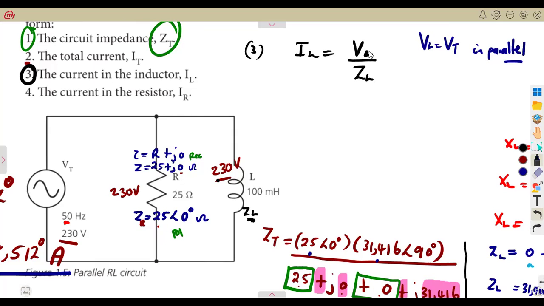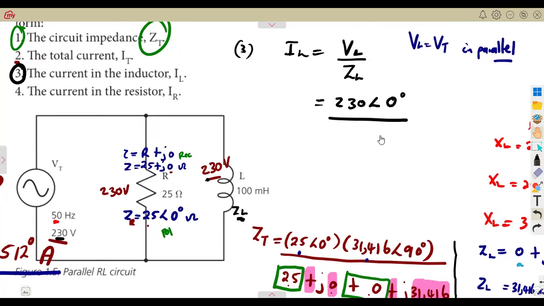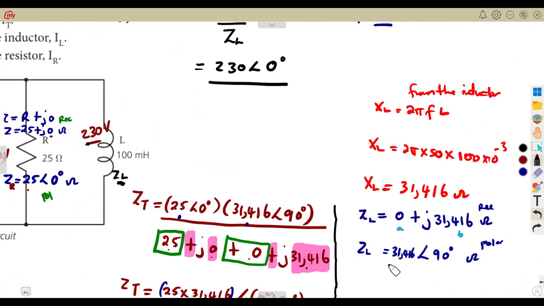So meaning to say, we are simply using VT instead, which is our total voltage, in parallel is the same. So that will be 230 at an angle of 0 degrees. Remember, I said that will be at an angle of 0 degrees. We have got our ZL division in polar form. So we are going to take our ZL in polar form. Remember our ZL here, it was 31,416 at an angle of what? Of 90 degrees.